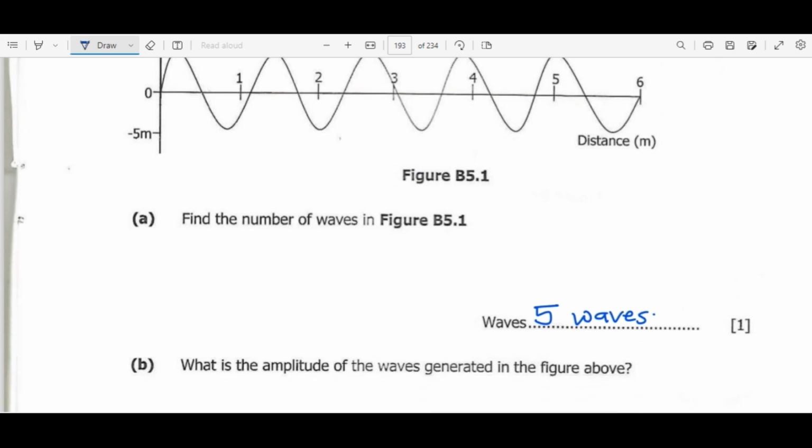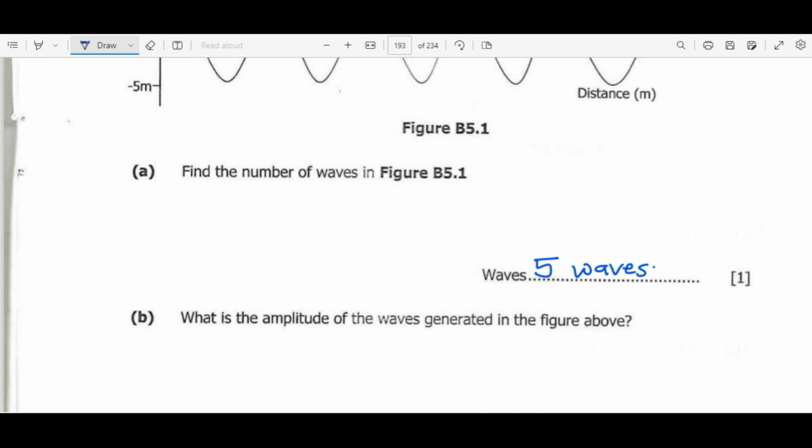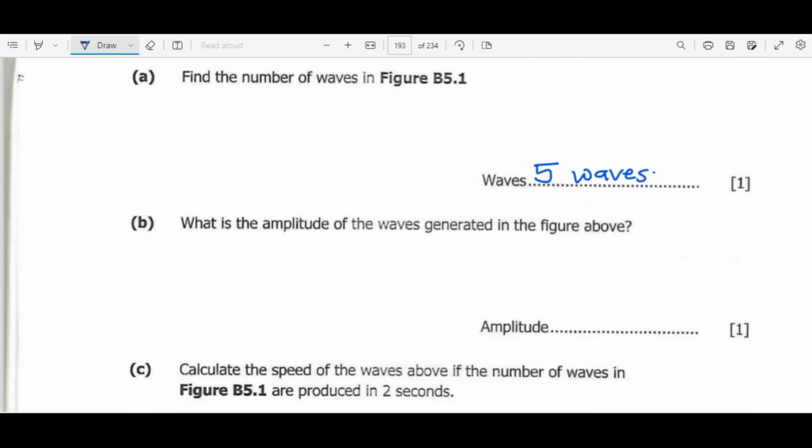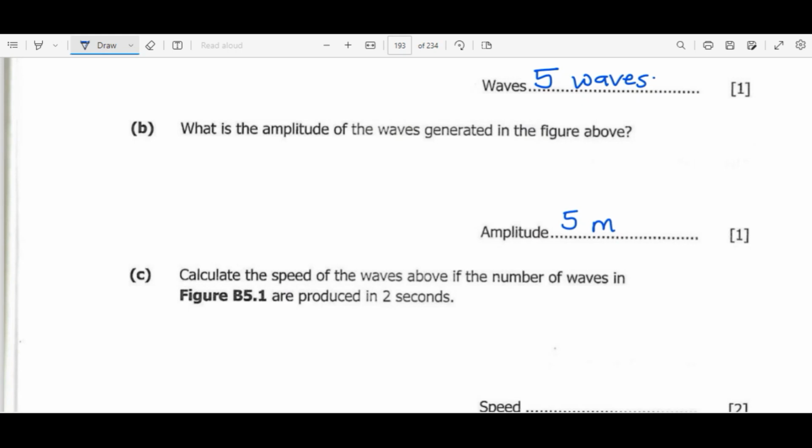We move on to question B. Question B is, what is the amplitude of the waves generated in the figure above? The amplitude is just the maximum distance or the maximum height the wave can reach from its rest position to its peak. So this is our rest position. It's like the origin, the point where the vibration of particles starts from. If the particles start from this and they're able to move up to here, this is the highest point the particles are able to reach, then the distance from here up to here is our amplitude. So you just have to get the number that you have here. In our case, we have 5 meters as our amplitude. As you can see, it is very simple. So we are dealing with 5 meters.